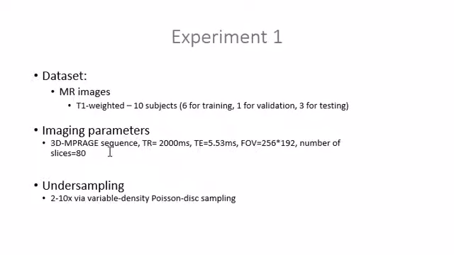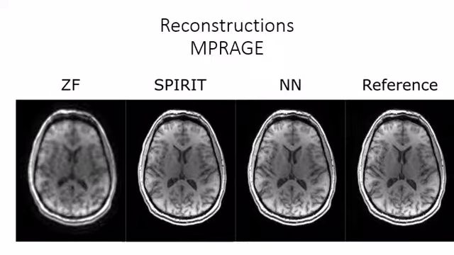And I retrospectively undersampled the images at various acceleration factors using variable density Poisson disk undersampling masks. The following figure shows reconstructions obtained via zero filling, SPIRiT, neural networks, and this is the reference image. This is for an acceleration factor of 6x. As we can see, both SPIRiT and neural network achieve high quality reconstructions when we compare them to the reference. Although in terms of PSNR and structural similarity index measure, what I observed was that the neural network is performing better, visually they don't look too different.